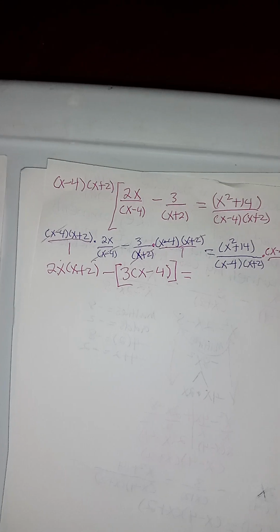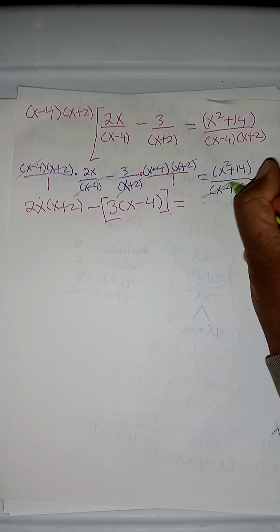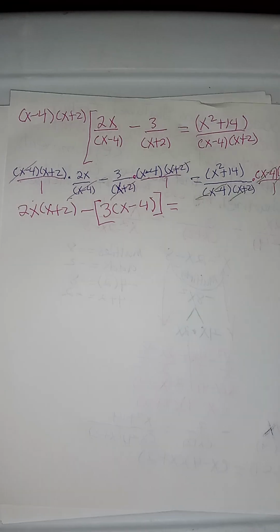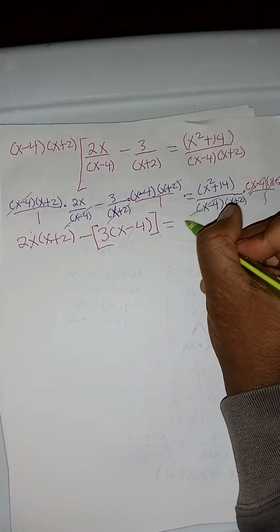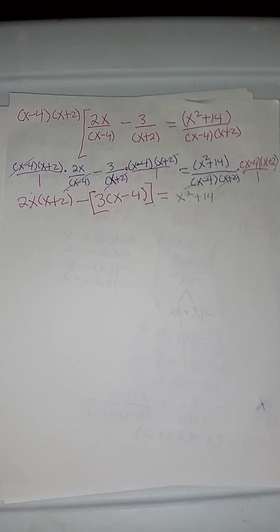is equal to, and then here we see that x minus 4 and x plus 2 appear in the numerator and denominator, so they both will cancel out. Okay, it's equal to x squared plus 14. So there we have it. So now let's begin the simplification process.